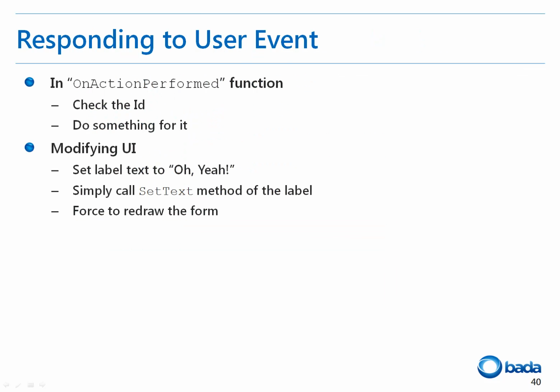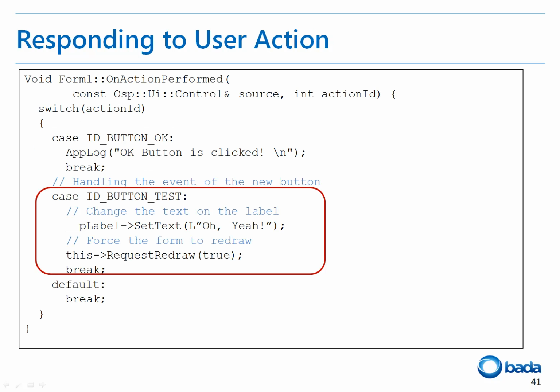Next, let's look at how to respond to user events. When OnActionPerformed is called, we'll check the ID and try to perform something. Also, let's experiment with how to modify the UI at runtime by changing the text on a label and forcing a form redraw. Here's how we can do this. I've used the new button, Test, to do this experiment.